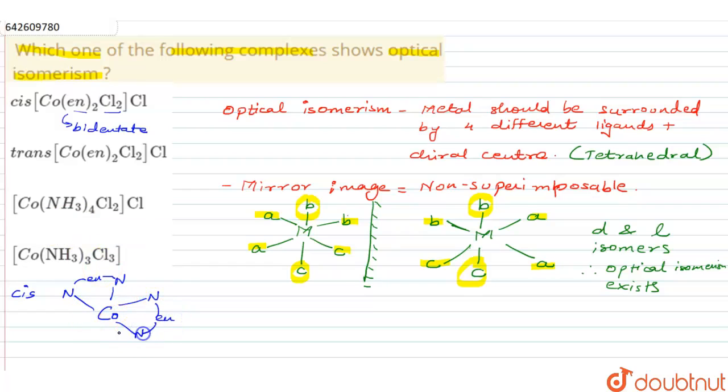That's your number 2 ethylene diamine ligand. I have shown the points of attachment, that is your nitrogen atoms, yes. And the other 2 Cl atoms would be placed over here. Yes. So this is your so-called cis isomer of the cobalt species given right away.